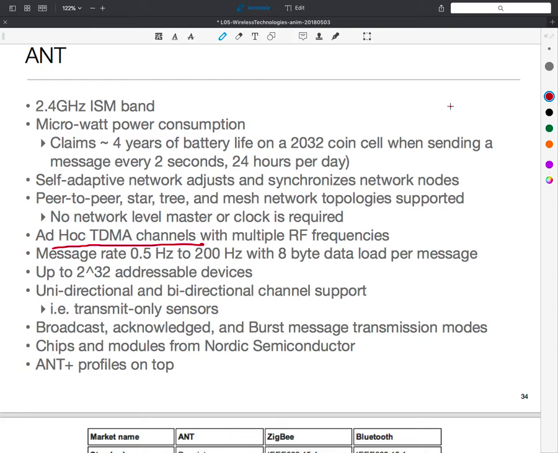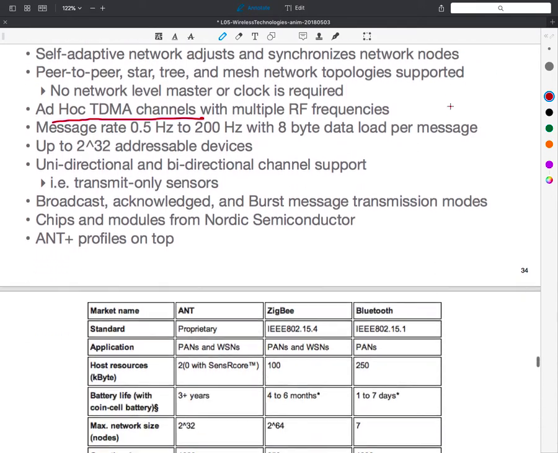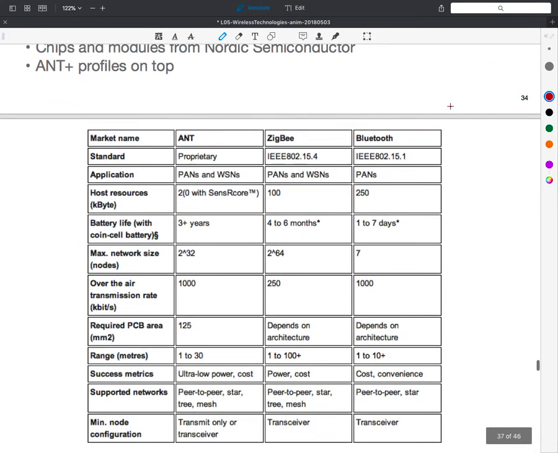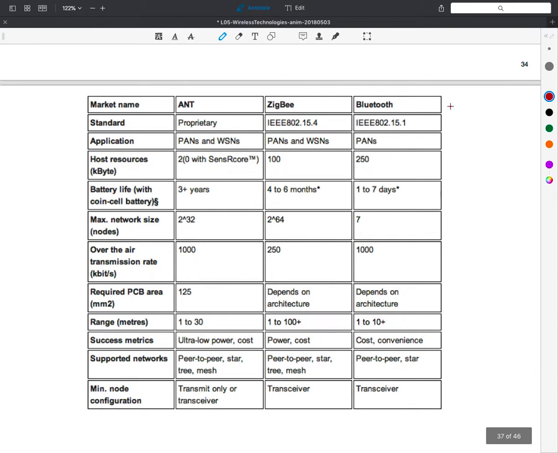So if you look at the payload, 8 bytes, okay, very small messages, because the idea is that if I have a heart rate sensor or some other sensor, it's going to send a few bytes. That's all you're after. And within that, it provides a whole networking infrastructure. But this was entirely proprietary. So this offers some contrast of how these things were positioned.